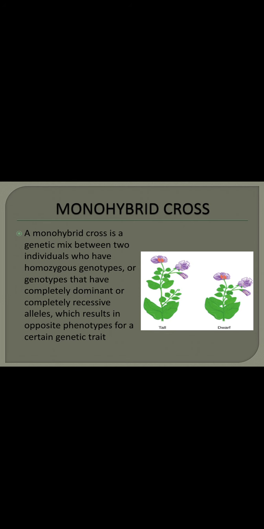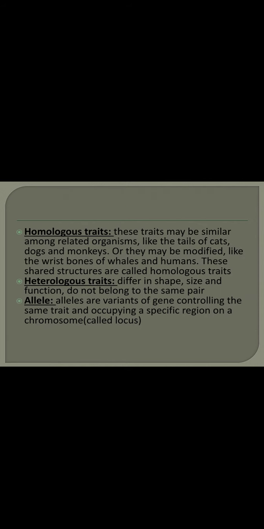Here we have taken the example of the height of a pea plant, where we see two contrasting traits: one is tall and another one is dwarf. Here you should understand terms like homologous traits, heterologous traits, and allele. In the definition we heard these terms, right?